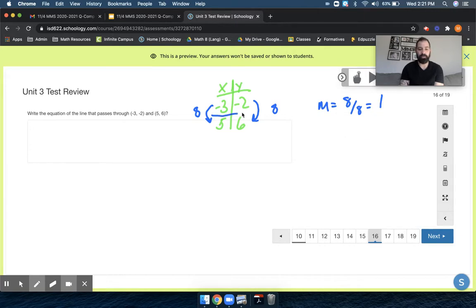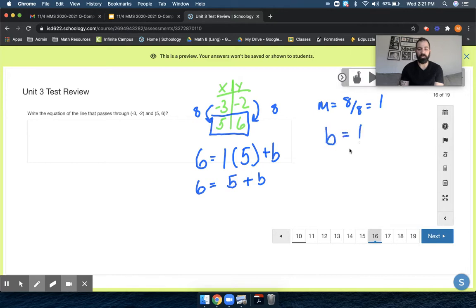Pick a point. Let's pick only positive numbers this time. Y is 6, m is 1, x is 5, and we need to find our b. Simplify. 6 equals 5 plus b. Well, 5 plus what equals 6? Hopefully you know that. B should equal 1. Let's show it just so that we are all on the same page.